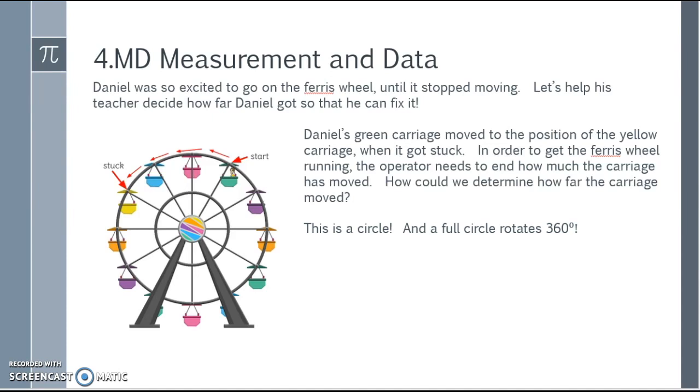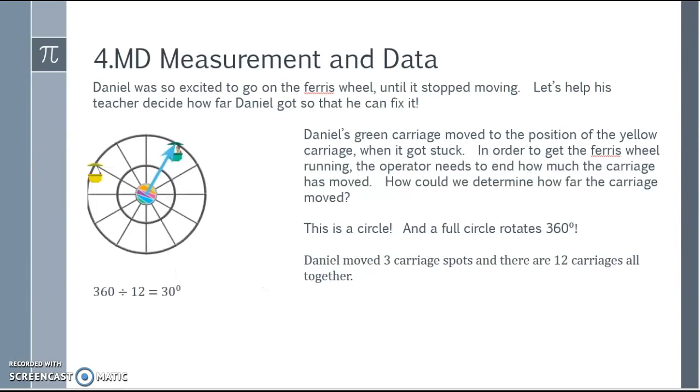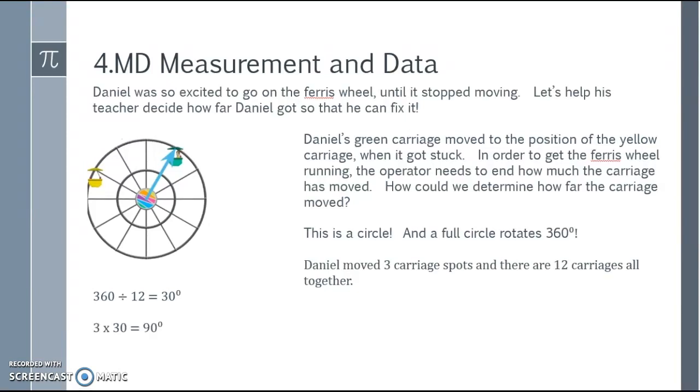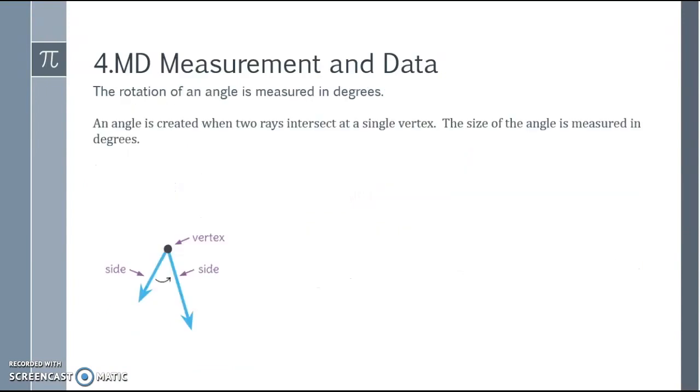Well, this is a circle, and a full circle rotates 360 degrees. Daniel has moved 3 carriage spots, and there are 12 carriages altogether. I will take 360 degrees and divide it by the 12 different sections that our circle is made up of, which is 30 degrees. So each section is worth 30 degrees. And since he moved 3 of those spots, 3 times 30 gives us 90. So Daniel moved 90 degrees from his original spot.